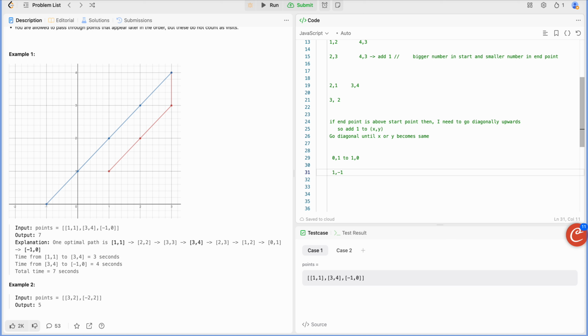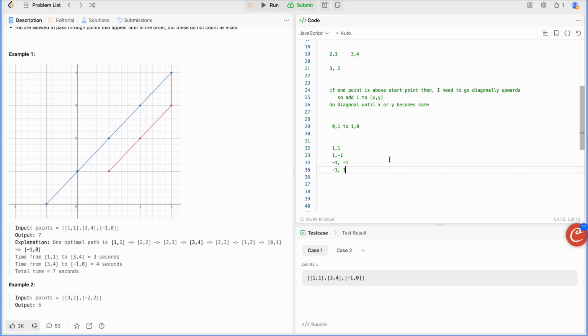It is 1 minus 1, right? I need to add 1 minus 1. If I need to go here, then I need to add 1 plus 1. If I need to go down, then I need to add 1 minus 1. So there are different ways of going diagonal, right? So one is 1 1 and another one is 1 minus 1, another one might be minus 1 minus 1, another one might be minus 1 comma 1, right? Like from this point, if I want to go there: 1 1, 1 minus 1, minus 1 1, minus 1 minus 1.